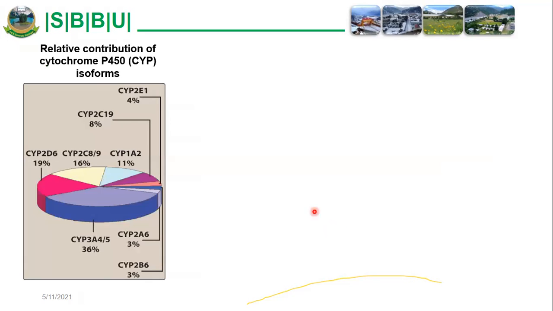You can see the percentage of drugs catalyzed by the cytochrome P450 isoforms. CYP3A4 is the largest, and 36% of drugs are catalyzed by cytochrome P450 systems. Then after that comes cytochrome P2D6 at 19%, then this one at 11%, and this one at 5%. So you have to remember these cytochrome P450 systems, especially this one. They catalyze most of the drug metabolites.